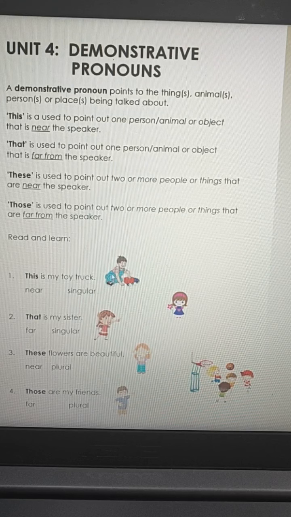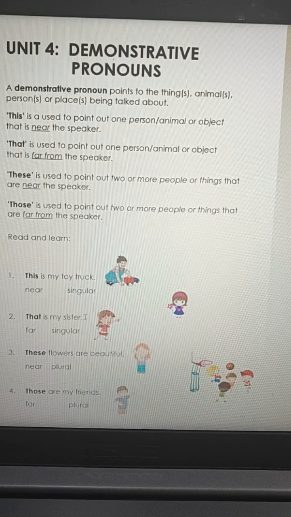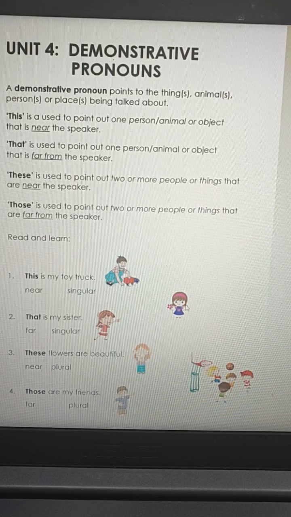This is my toy truck. So this is for near and it is singular because there's only one toy truck. Number 2, that is my sister. So that refers to something that is far away. And sister, only one sister, right? So it's singular. So you are standing here, your sister is standing there, so it's far. So you say, that is my sister.